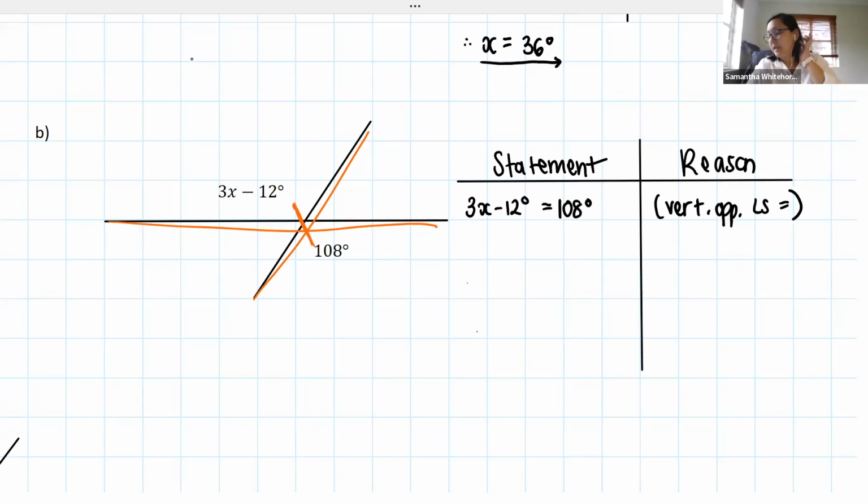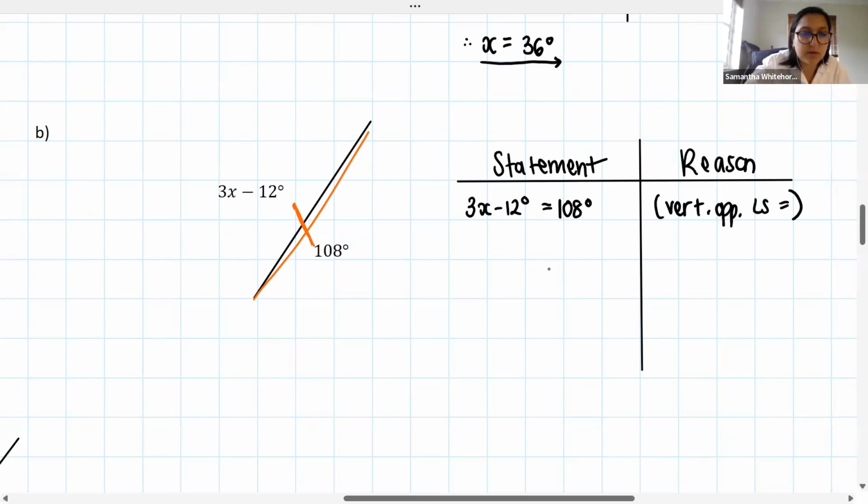Okay, so take a second, look at your diagram, see what it is that you're working with, and then you can go and solve for x. Right, so I have put the equation up there for you guys. What I want you to do is solve for x for me. So you've got the first step. You know what reason you're using? I want you to solve for x for me here.